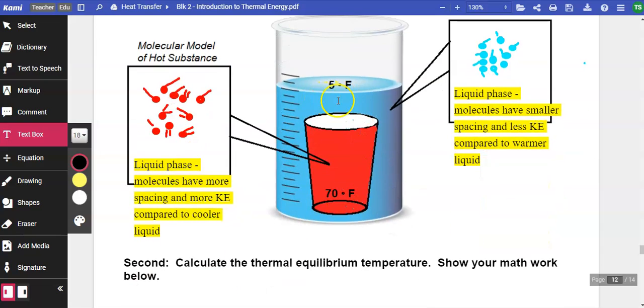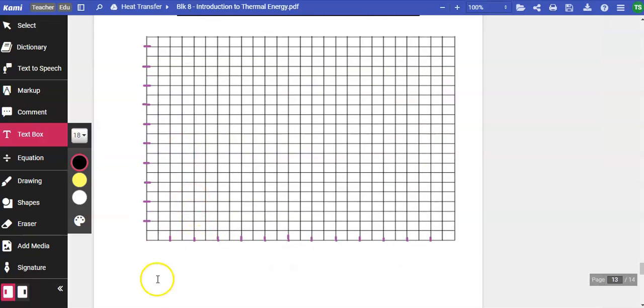You should have a blue line representing the blue liquid, and you should have a red line representing the temperature change of the red liquid, okay? So at this point, we're just going to go to the graph and decide on our scale. Time is going to be down here on the x-axis, and the unit would be minutes, right?